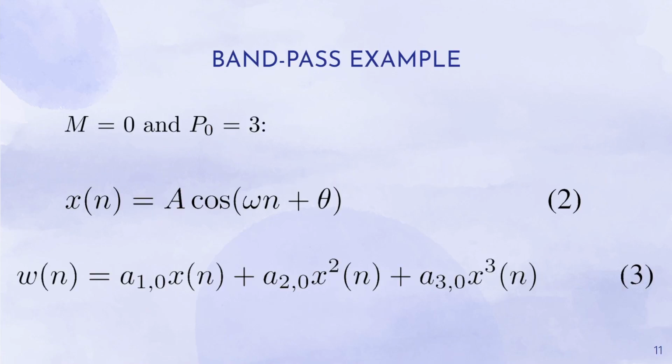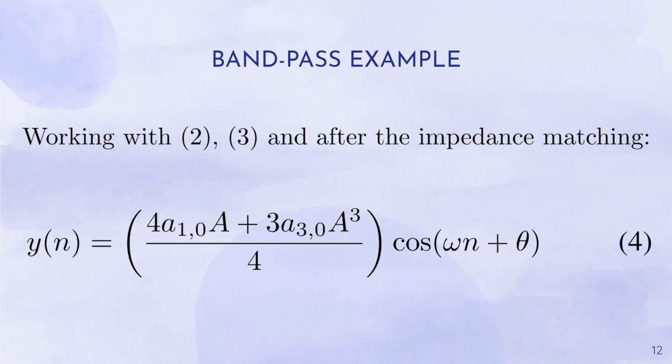Beginning with a bandpass system, where we are working with only real numbers. Let's suppose the real input is a sine wave, represented in equation 2. We can use the MP model where m equals 0 and p0 equals 3 to predict intermediate output as presented in equation 3. Working with 2 and 3 and after the impedance matching, we are able to find the real output as shown in equation 4.